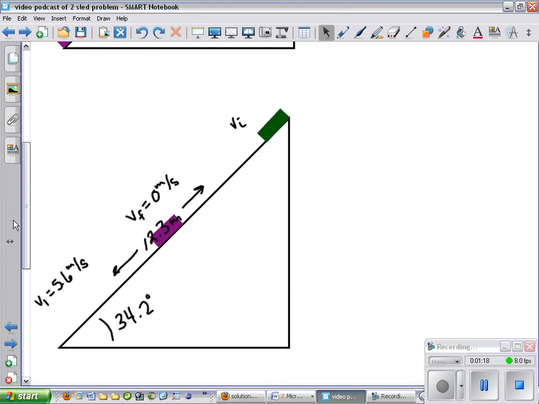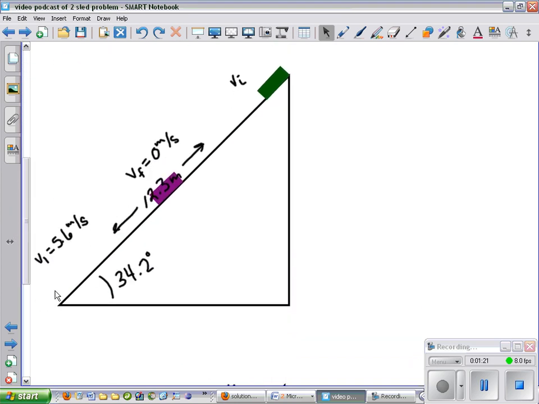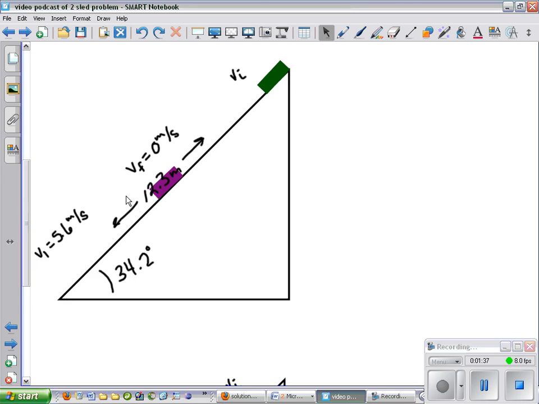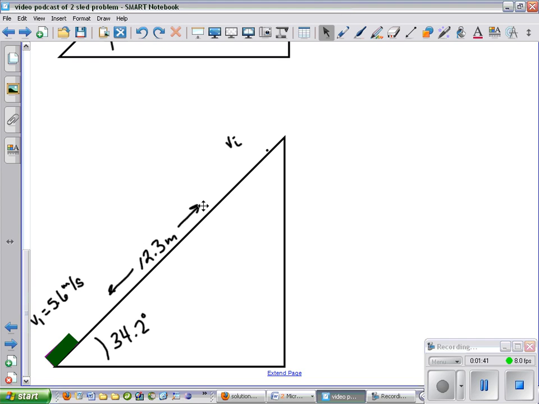Then the middle block drifts up to here until it comes to a rest, and its velocity is 0. At that point, the velocity of this block is vi. The angle of inclination is still the same. The velocity of this block is the same as this block when it was down here. And then, at the end of the problem, both blocks are here.